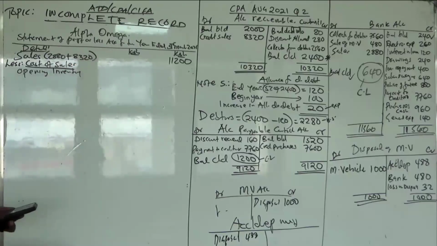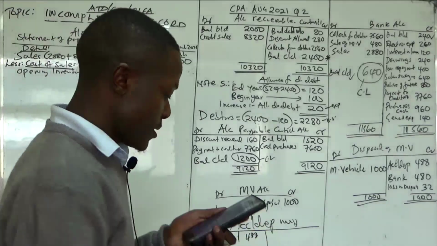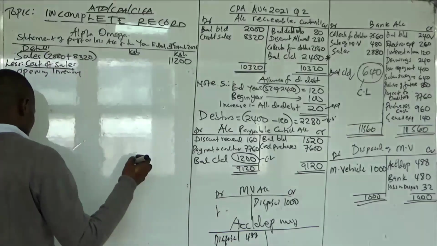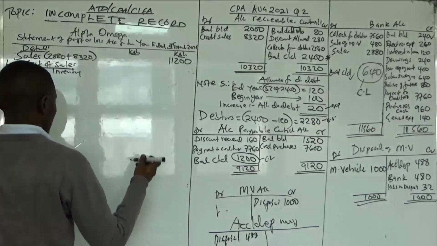Wakati tulikuwa tunatengeneza statement of affairs, niangalilie kitu yenye ume screenshot. Ilikuwa ngapi? 1560. Ilikuwa 1560.